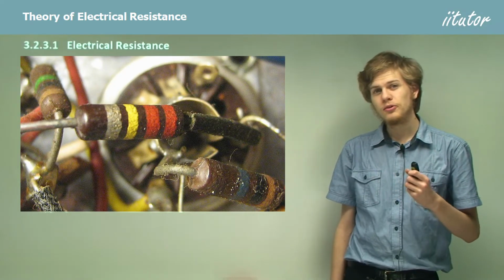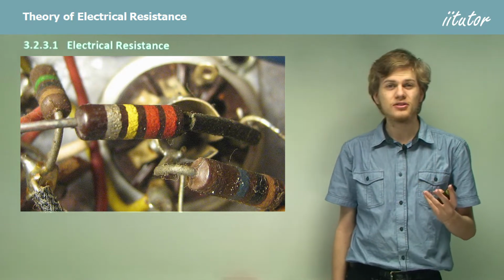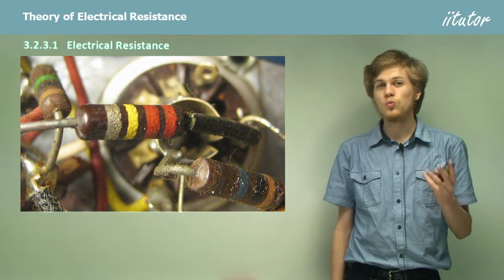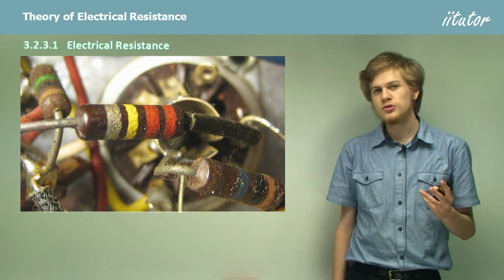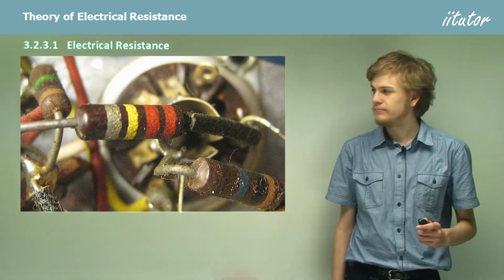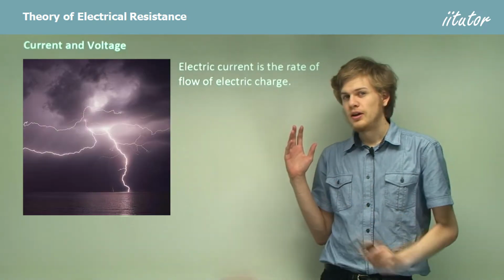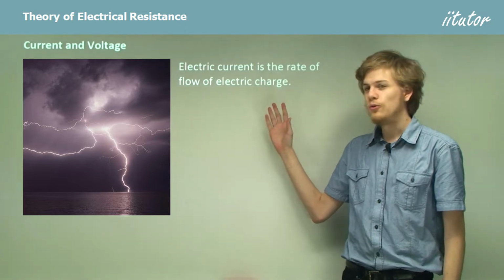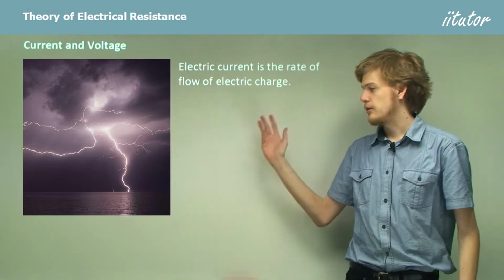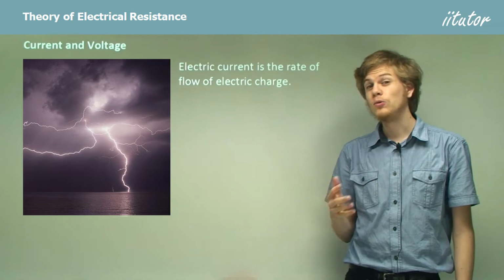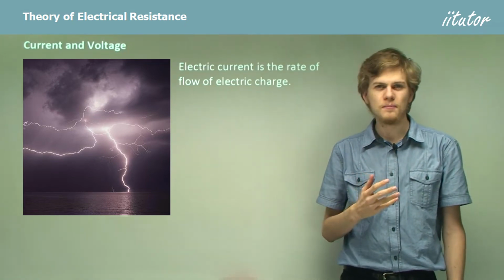So to begin with, we're going to be learning about electrical resistance itself. We're going to learn about what resistance is, what causes it, and what changes it. Now, as we know, electric current is the rate of flow, or the rate of change, of electric charge. Current equals change in charge over change in time.